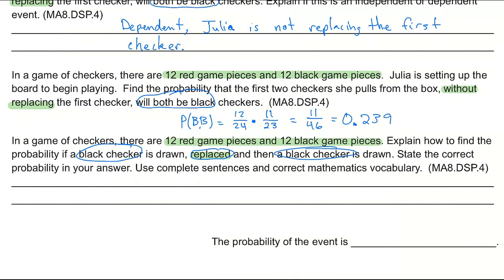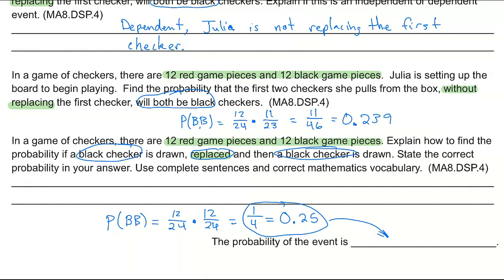So just for the sake of this video, I don't want to write the explanation down, but the probability is going to be the same as the previous one, except because the checker is replaced, the probability is going to stay the same. So it'll be 12 over 24 times 12 over 24, which is a half times a half, which is 1/4, or 0.25. So either one of these are your probabilities.